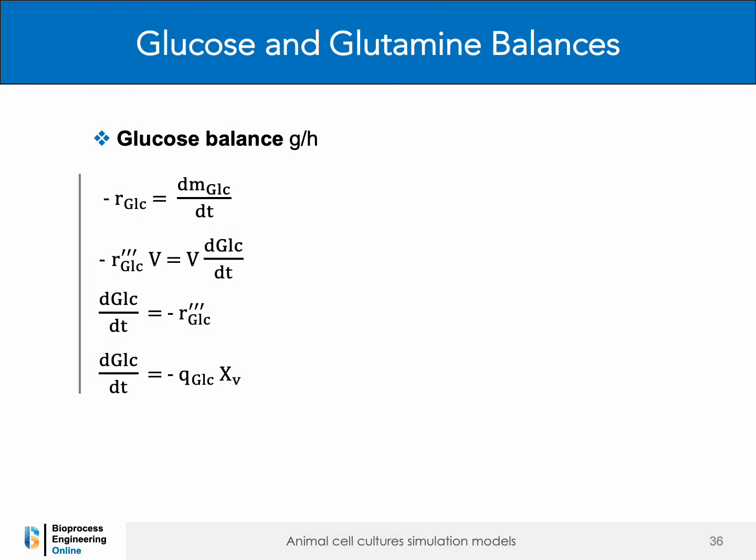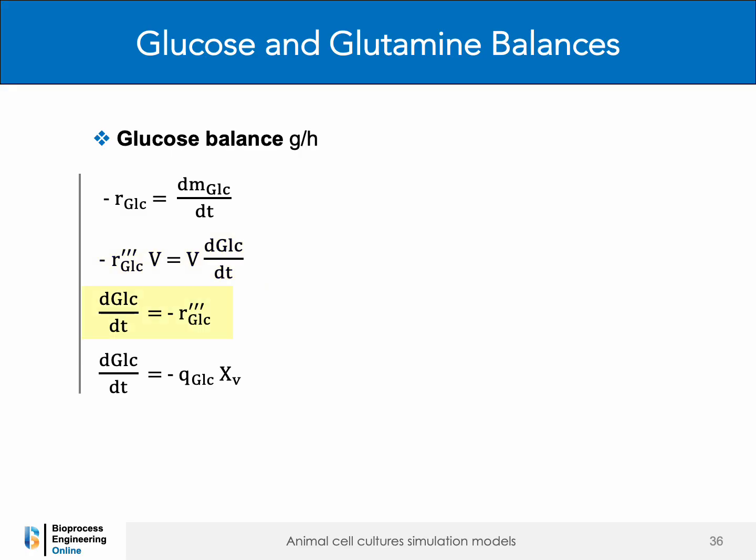We now apply the same approach to glucose, which is consumed by the cells during growth and metabolism. In a batch culture, the instantaneous mass balance for glucose, expressed in moles per hour, is written as minus glucose consumption rate, RGLC, is equal to the rate of variation of the glucose amount in the bioreactor, dmglc over dt. Introducing the culture volume, V, and the corresponding volumetric rate, the balance becomes minus volumetric glucose consumption rate, RGLC third, V equals V dglc over dt.